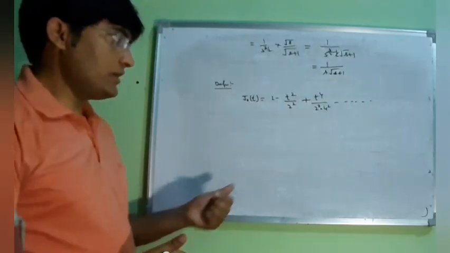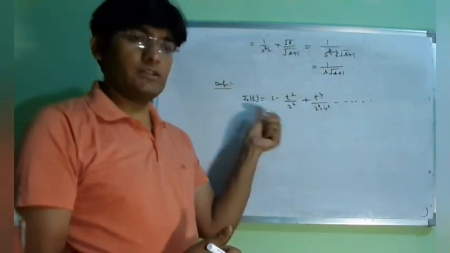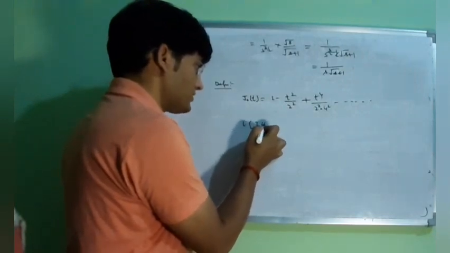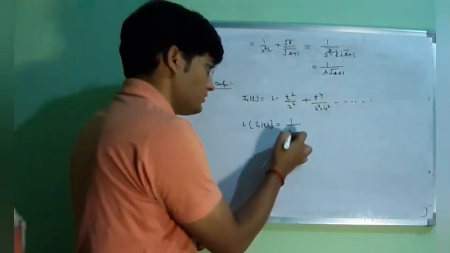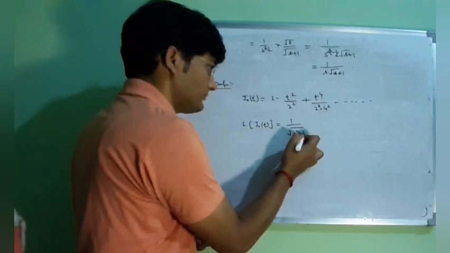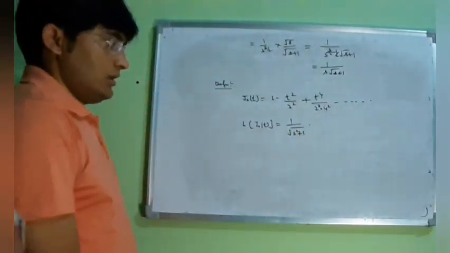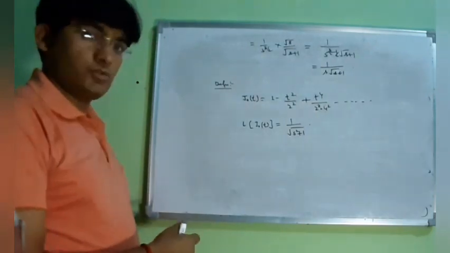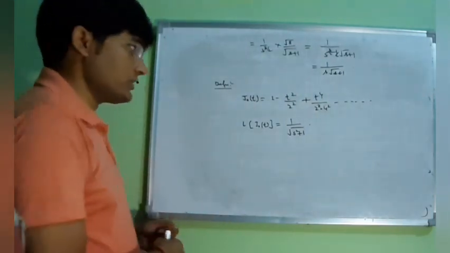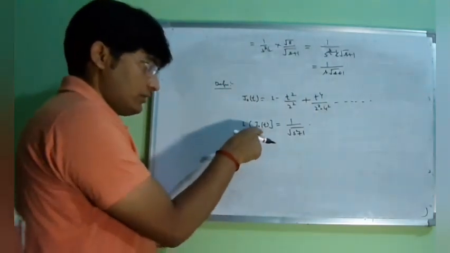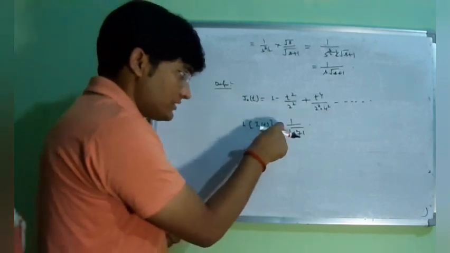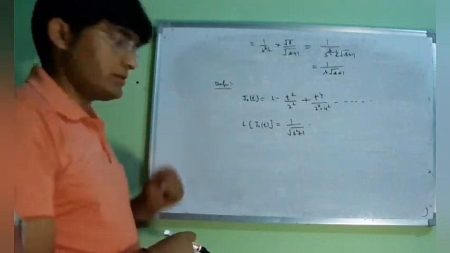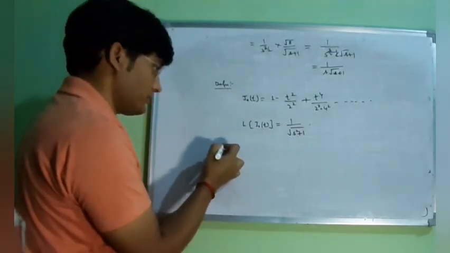So let us evaluate the Laplace of this J0 t. So the Laplace of this Bessel function of zeroth order is equal to 1 upon under root s square plus 1. We are finding this because we will need it later on to solve the ordinary differential equation. At that place we will need the inverse Laplace of 1 upon under root s square plus 1. So we are finding its inverse here, its Laplace here. So proof.